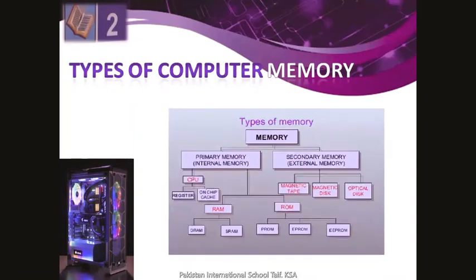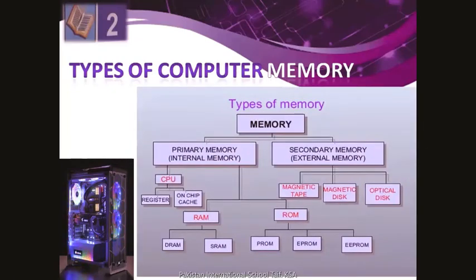So dear students, now we will continue our topic, types of computer memory, with the help of this chart. Here we have memory and our memory is classified basically into two main categories. Primary memory, which is also called internal memory and the main memory. The second type is secondary memory, also called external memory.